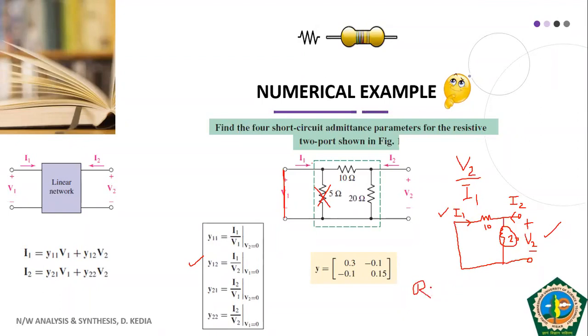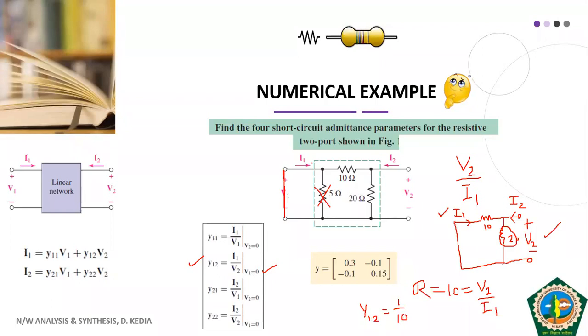We have R is nothing but 10 ohm. R is equal to V by I. Across 10 ohm, what is the voltage? Voltage is nothing but V2. How much is the current across 10 ohm? It is I1. So V2 upon I1 is how much? 10. And what we want? I1 upon V2, that is reverse of this. That is your Y12. This condition we have already imposed, V1 equal to 0. So that's why we can directly say Y12 is equal to 1 by 10.